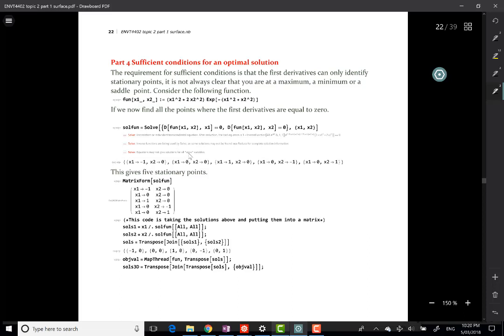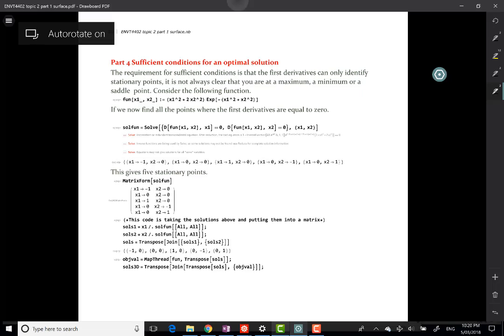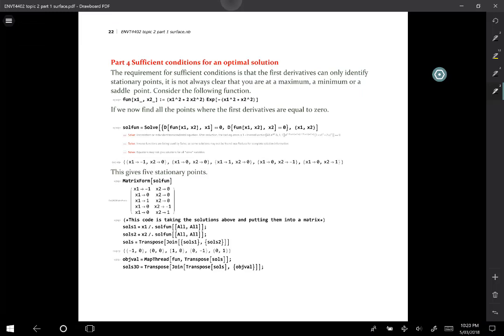Topic 2, Mathematical Programming, Part 4, Sufficient Conditions for an Optimal Solution. So this is a slightly more advanced section, and it also highlights things that can possibly start to cause some complexity in mathematical programming. And the thing that comes out of this is that perhaps there are some types of functions that you should avoid. And so as a result of that, there's a set of functions which actually tend to be much more amenable to finding optimal solutions than others.